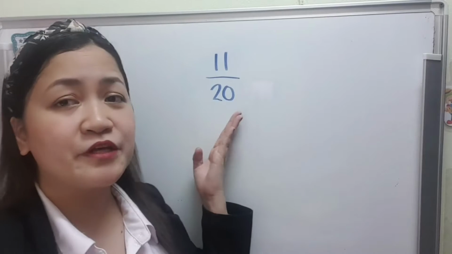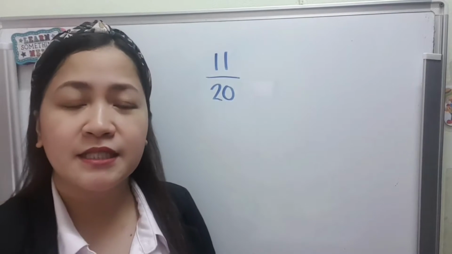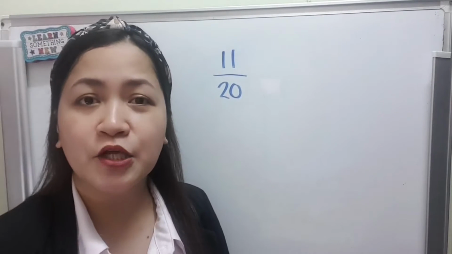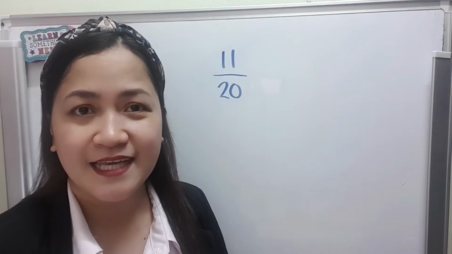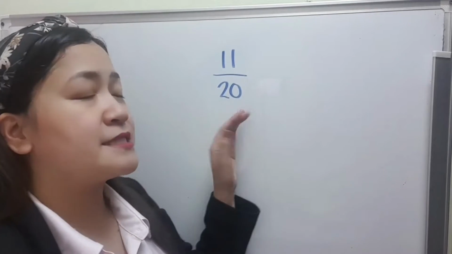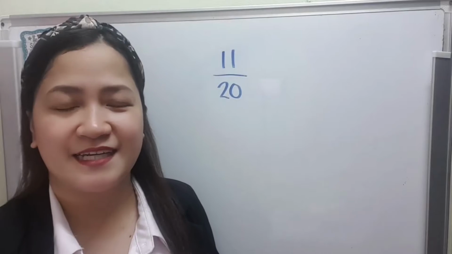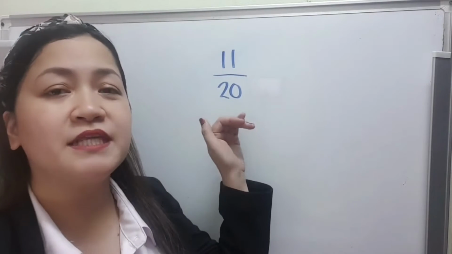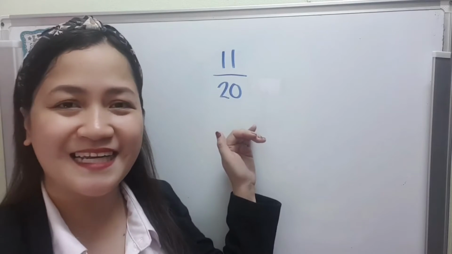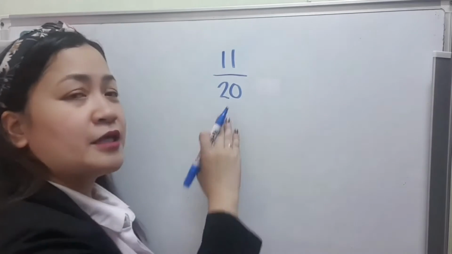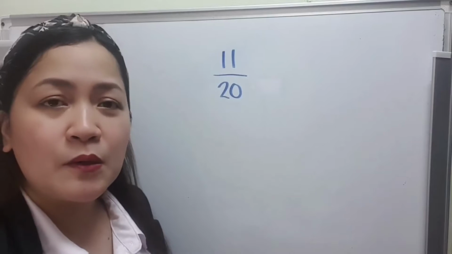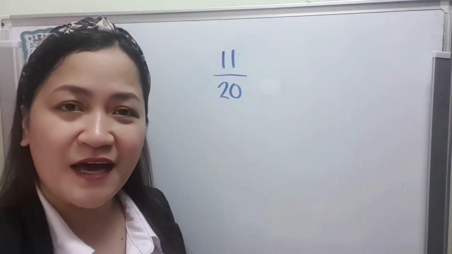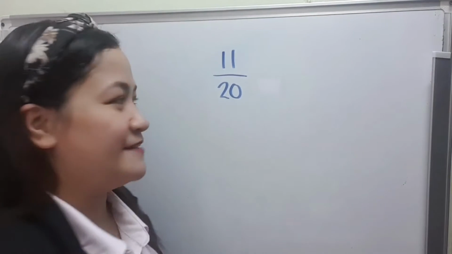We have here 11 over 20. Do you remember that a percent is a ratio or rate that compares a number to 100? So, that only means that our denominator should be 100, right? So, look at the denominator and see if it is possible to make it 100. Since our denominator here is 20, that means we can multiply it by 5, making it 100.